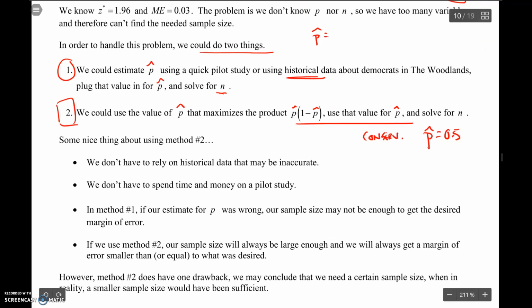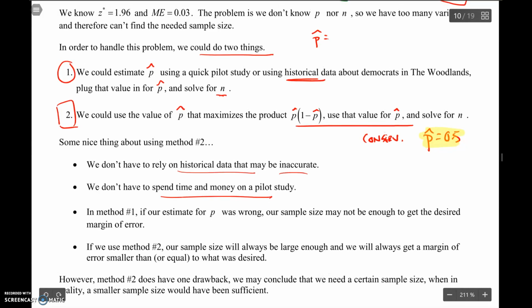Some nice things about using method 2, this conservative approach: you don't have to rely on historical data, which may be inaccurate, and you don't have to spend time and money on a pilot study. If you do method 1, this is going to give you the maximum p hat possible, right?